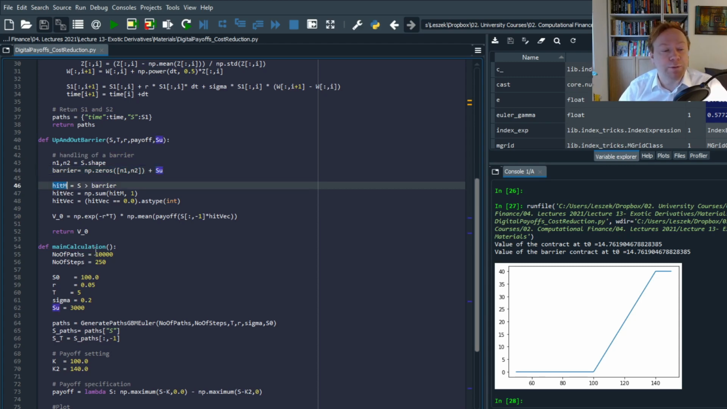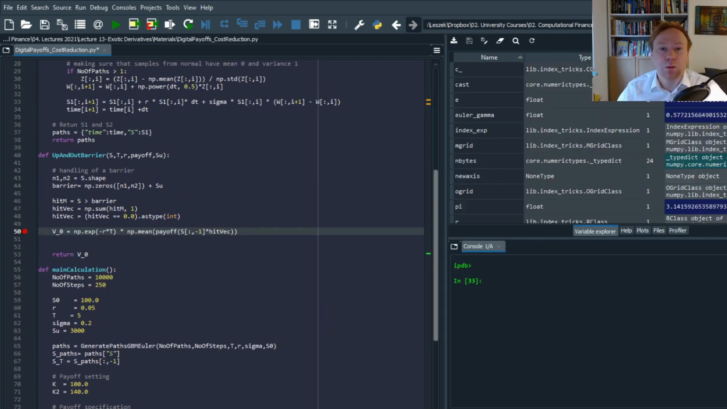Now what we do, I have this Boolean matrix, where we check whether S, so the whole paths of the stock, are bigger than the barrier which is defined here. So basically at this point we could see. Let me see if I can debug it. So let us debug this code.